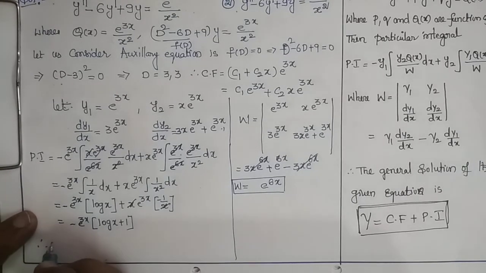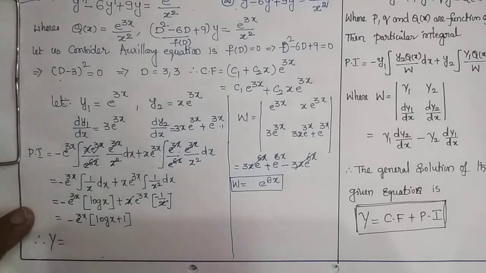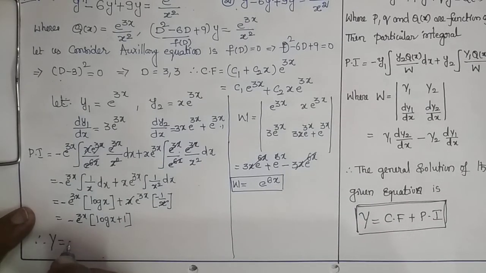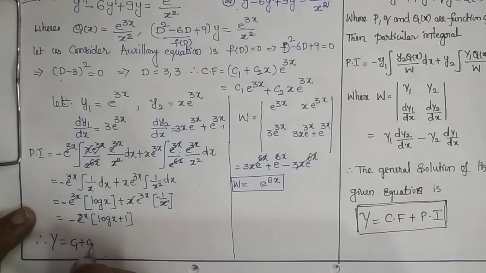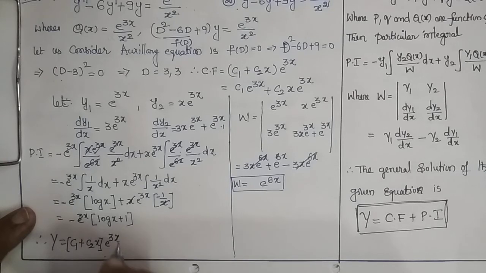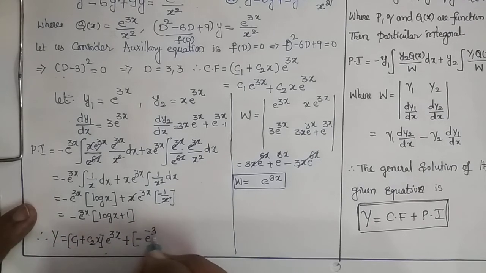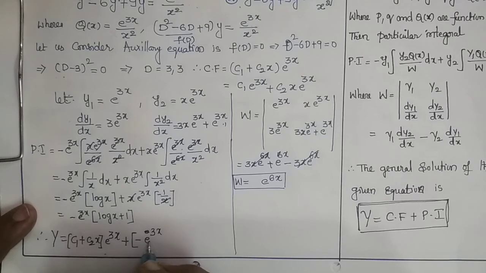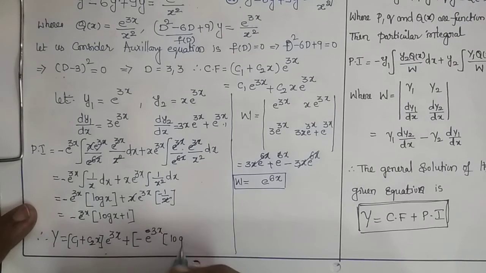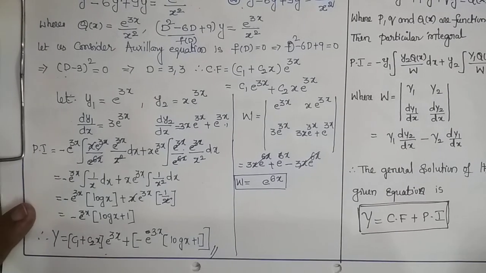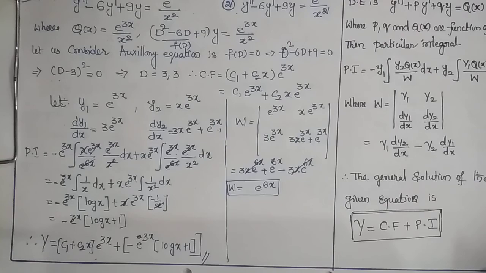Therefore the general solution is y is equal to CF plus PA. CF is c1 plus c2x into e power 3x, plus the particular integral, which is minus e power 3x into log x plus 1. This is the general solution of the given differential equation.